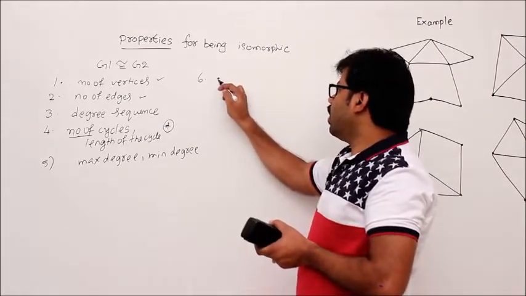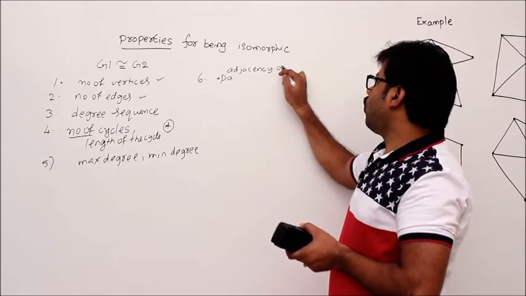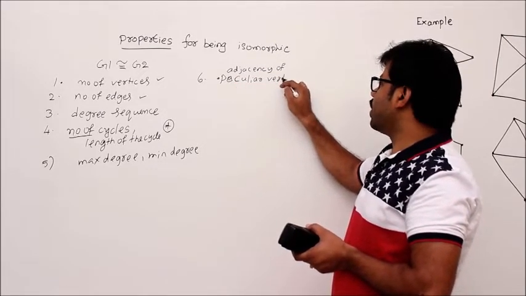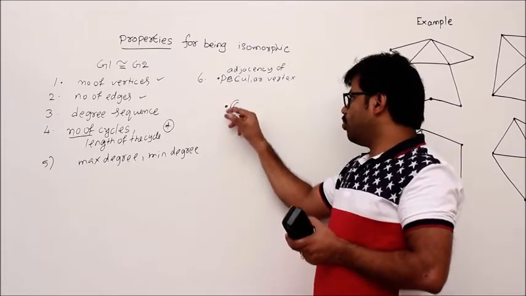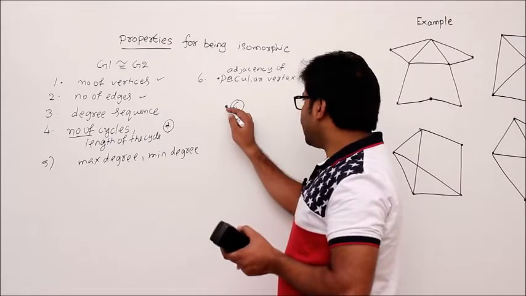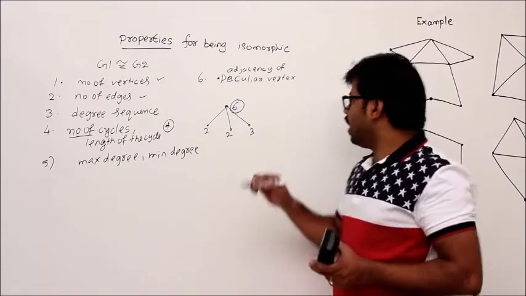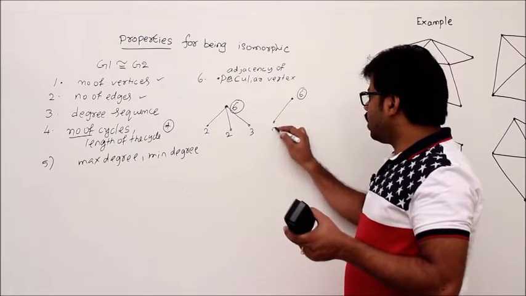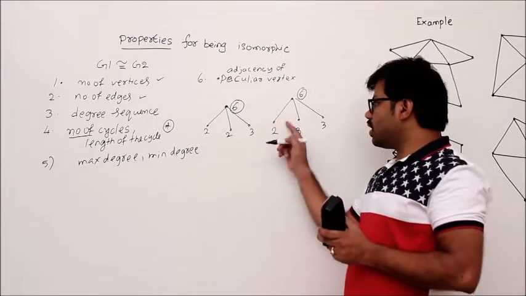For example, in your graph, observe the adjacency of a peculiar vertex. That means a special vertex. For example, if your graph has a vertex with degree 6, but there is only one such vertex, observe its adjacency. Say there is one degree 6 vertex which is connected to degree 2, degree 2, degree 3. In another graph, there is a degree 6 vertex, only one, and that is connected to degree 2, degree 3, degree 3. Then definitely these two are different structures.